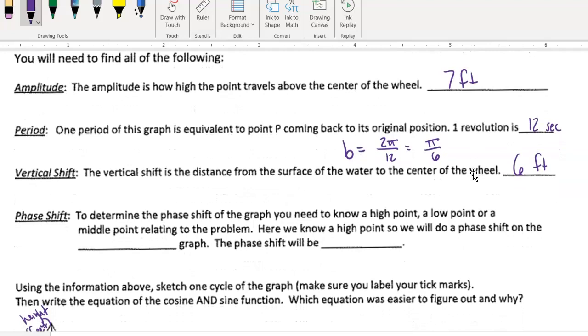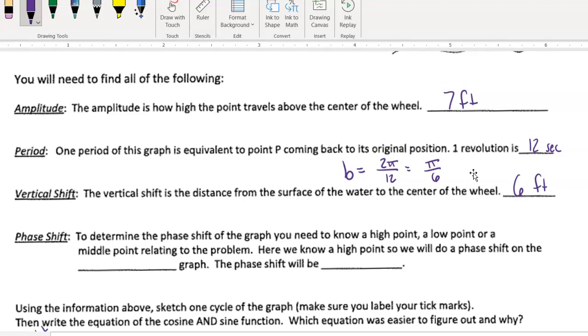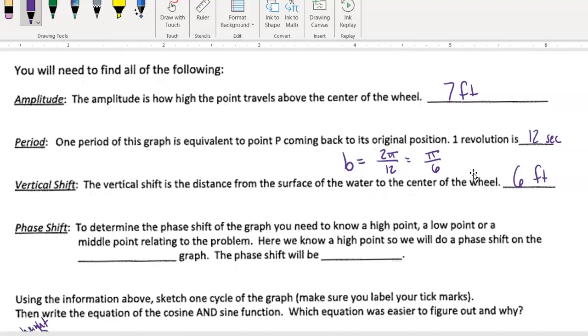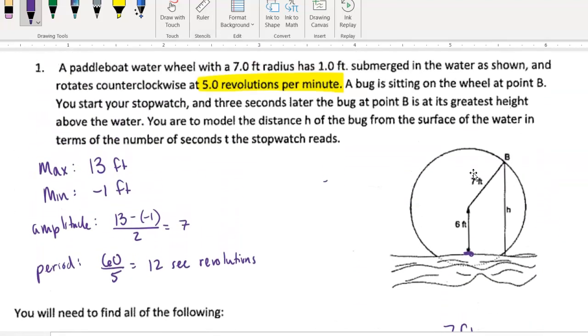All right, now let's think about this. The phase shift is where it gets a little tricky. To determine the phase shift of the graph, you need to know a high point, a low point, or a middle point relating to the problem. Here we know a high point. We know the highest point that the wheel is going to reach is 13 feet. And we know that it didn't get to that point until 3 seconds after we started the timer.